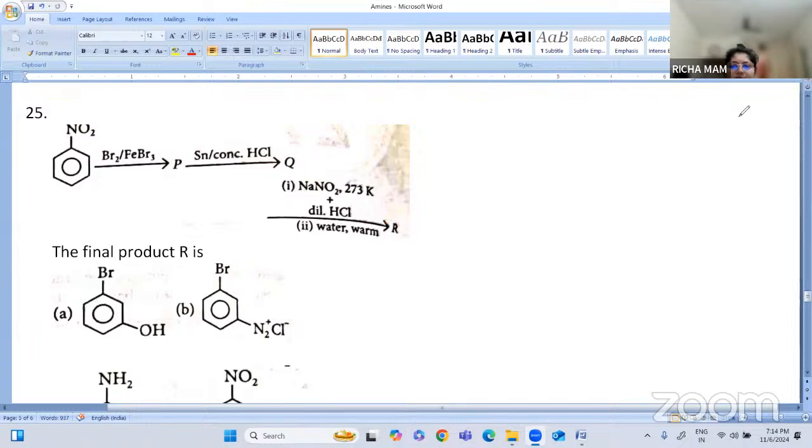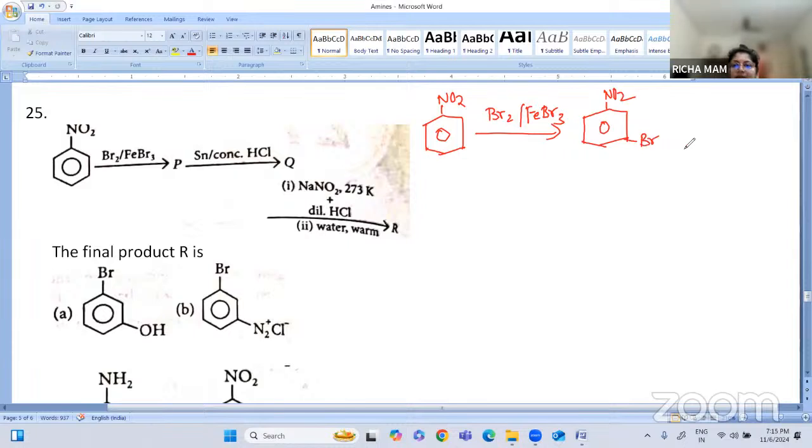Let us see the reactions. Nitrobenzene, we are treating it with Br2 in the presence of FeBr3. What am I going to get? We are going to do bromination, at the meta position. At the meta position, the Br will get attached. So this is our P.